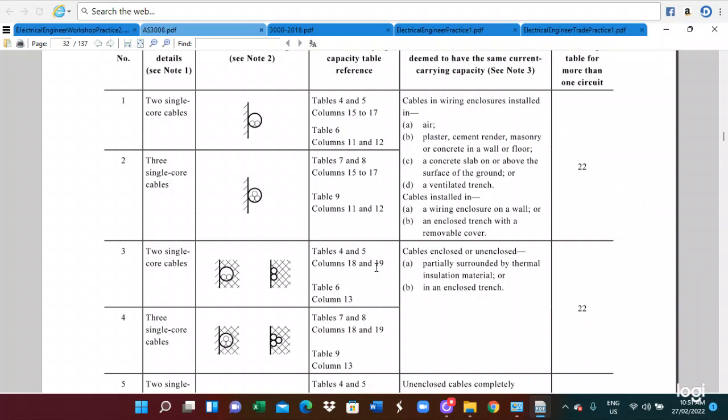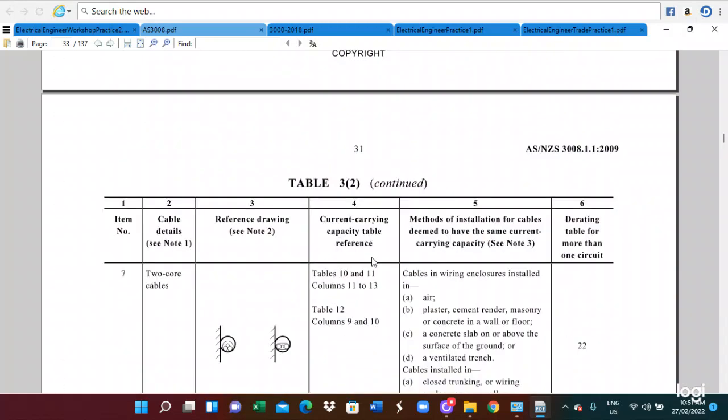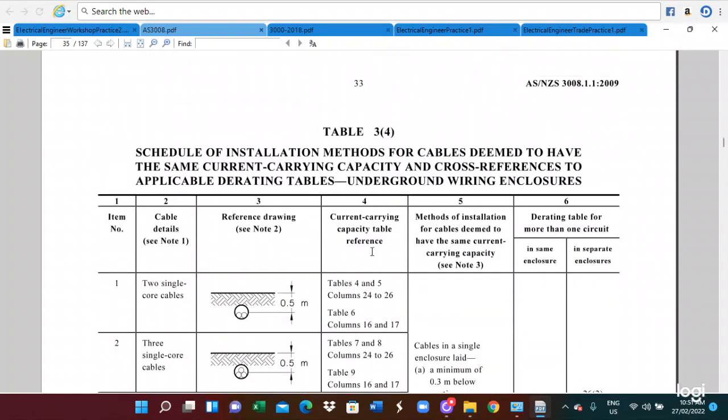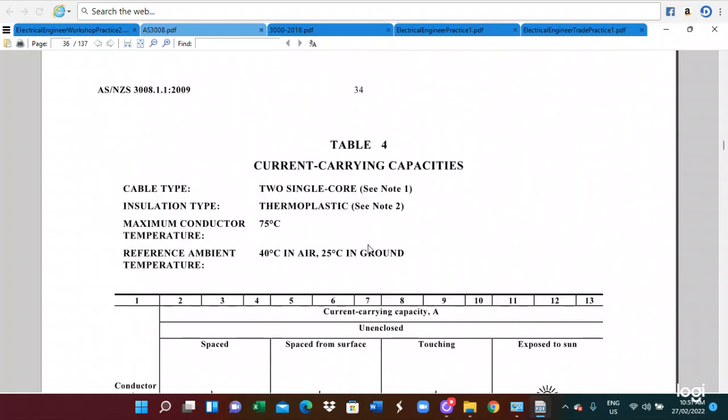Then derating is in table 22, but this problem does not have derating. It does not mention derating. So we only have to look at table 4, column 18, 19. Then we go down and look at table 4; from table 3.2, it refers to table 4, column 18, 19.